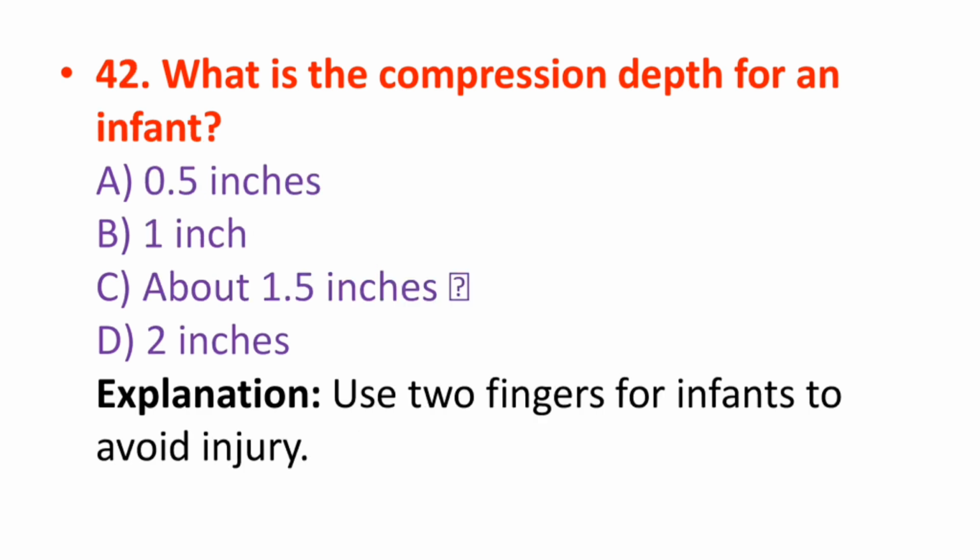What is the compression depth for an infant? Option A, 0.5 inches. Option B, 1 inch. Option C, about 1.5 inches. Option D, 2 inches. The correct answer is option C, about 1.5 inches. Use 2 fingers for infant to avoid injury.